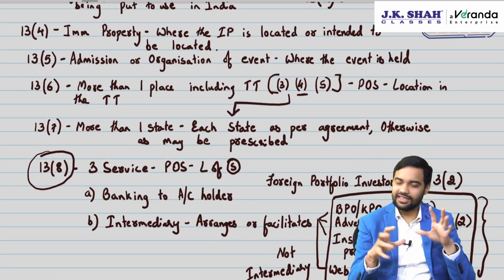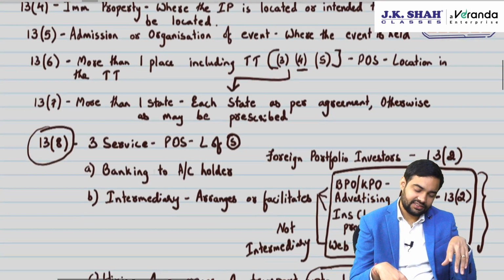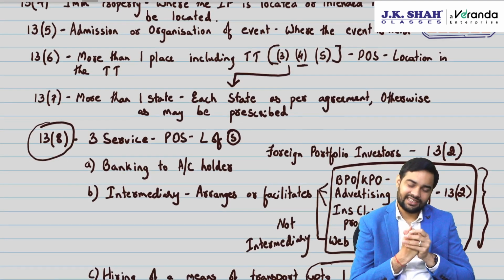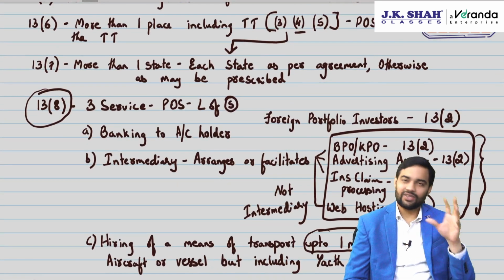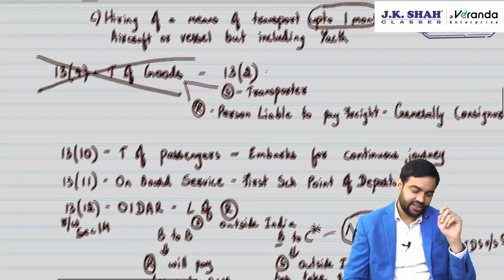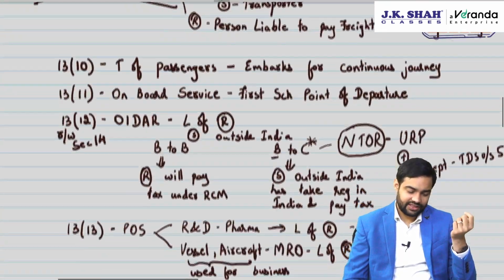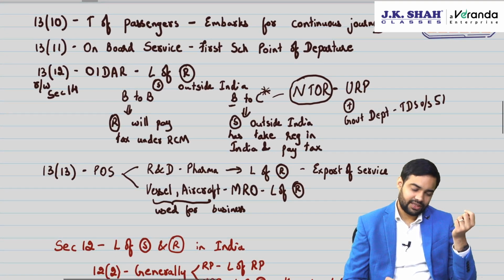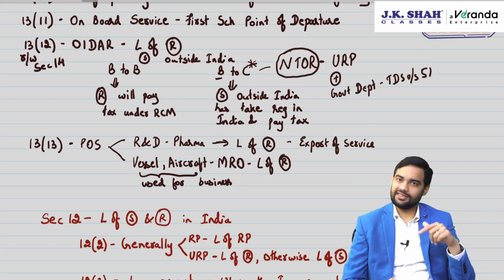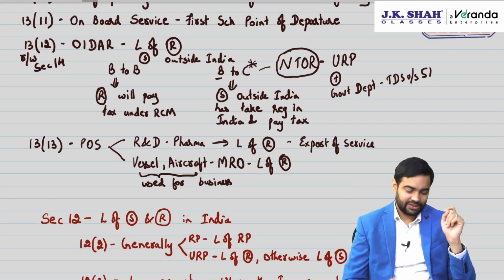Admission or organization, here it is same, 13. 13.6, more than one place, one in taxable territory, in the taxable territory, more than one state, in each state. Three services: place of supply will be location of supplier. Banking to account holders, intermediary, hiring of a means of transport. Be very careful in intermediary. 13.9 is not there, so you'll go by 13.2. 13.10 transportation of passengers. 11 on board. 12 OIDR, supplier has to take registration and pay the tax.